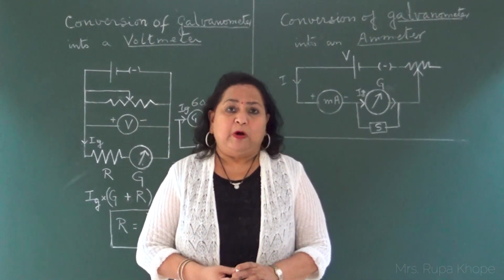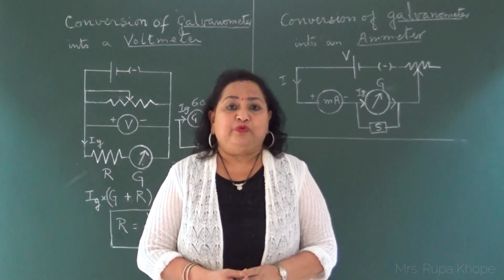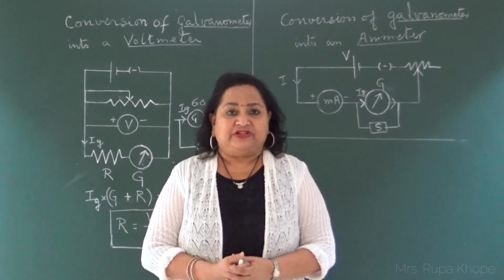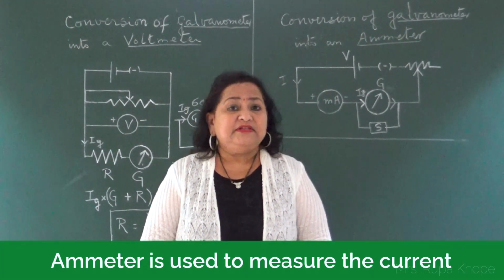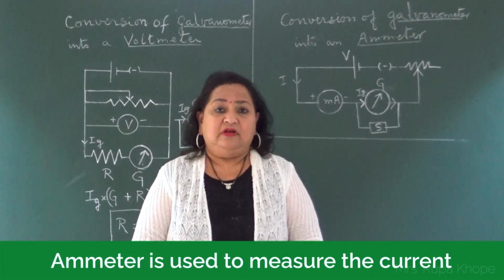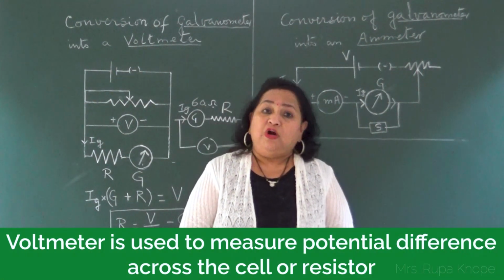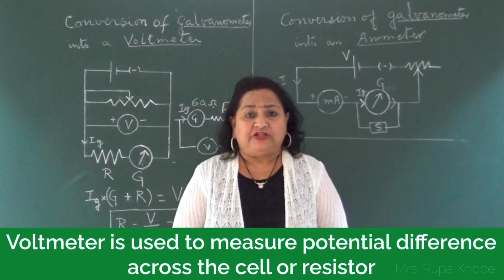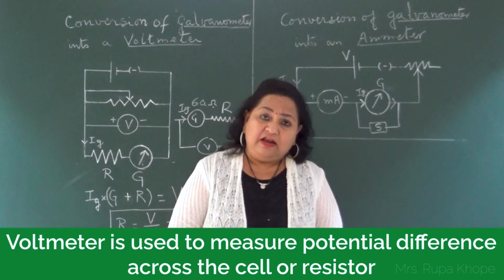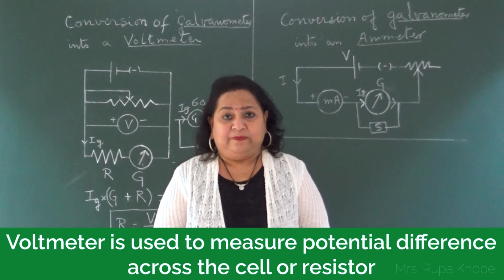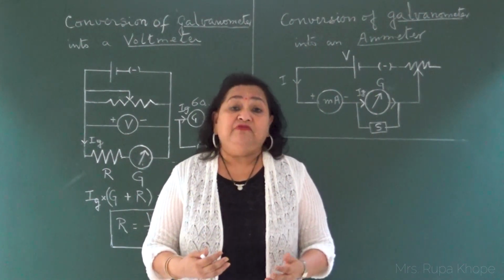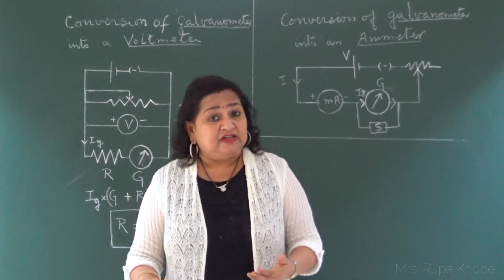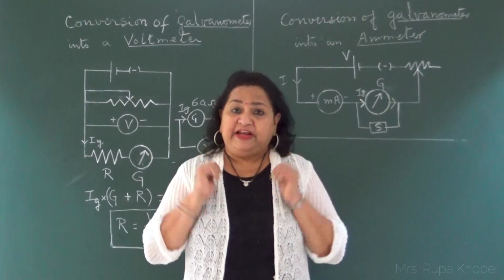All of you know what is a galvanometer. We have already learned about it, but I will definitely show you what is a galvanometer, how it is constructed. Similarly, you know what is an ammeter. Ammeter is a device to measure the current. And what is a voltmeter? Voltmeter is a device to measure the potential difference across a cell or across a resistor. Then what is the use of a galvanometer? We can convert that galvanometer into an ammeter and a voltmeter of desired range.